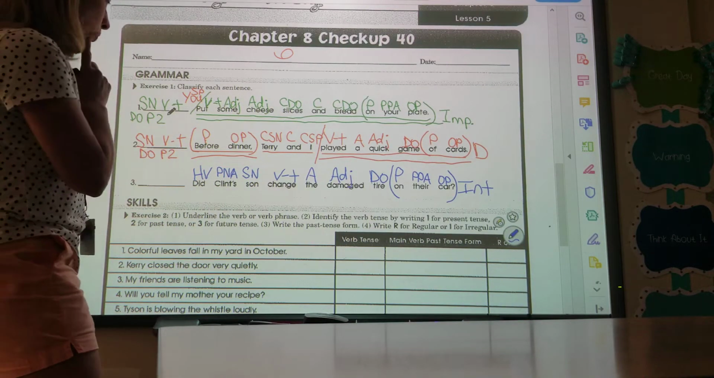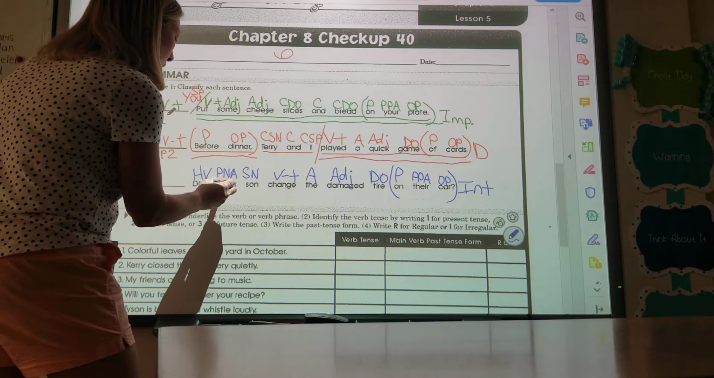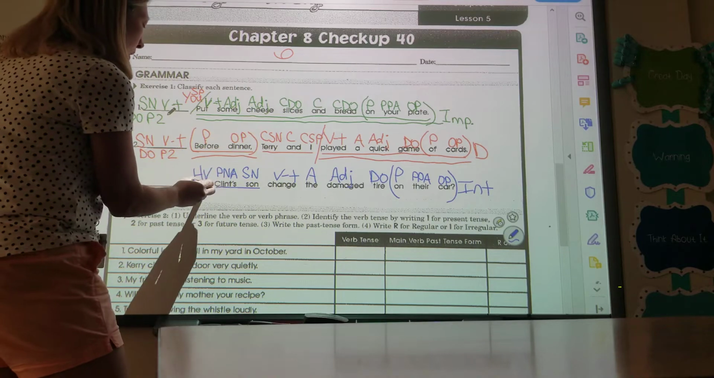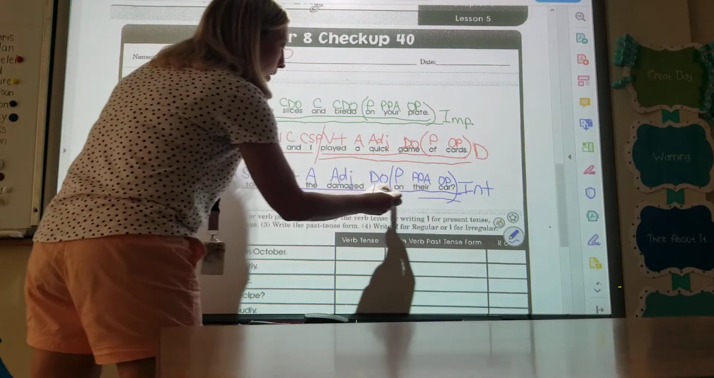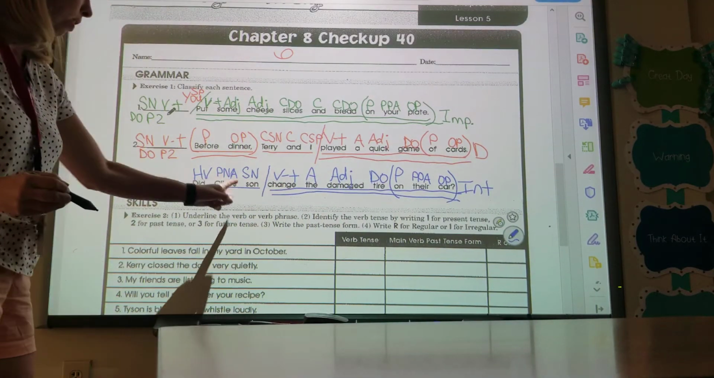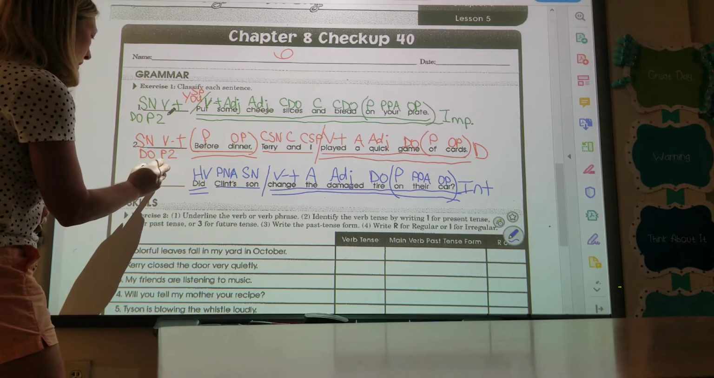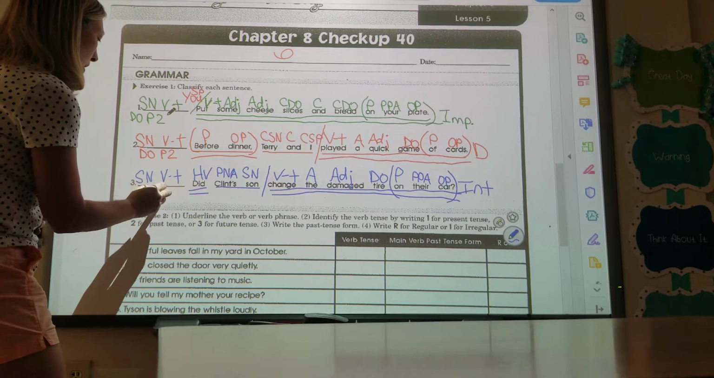Now we need to underline the complete predicate and subject. So Clint's son is the complete subject. Everything else needs to be double underlined. Draw a line between the main verb and the subject. And then we need to label it. Subject noun, verb transitive, direct object, pattern 2.